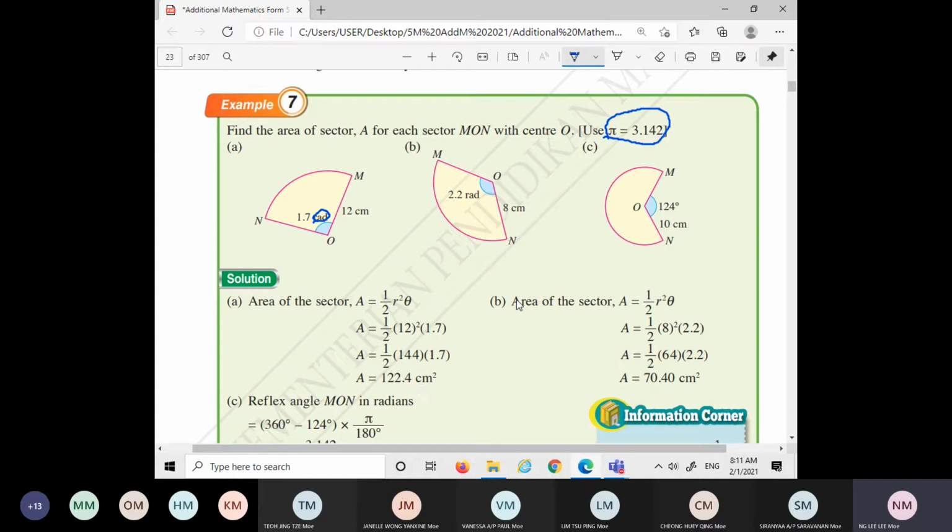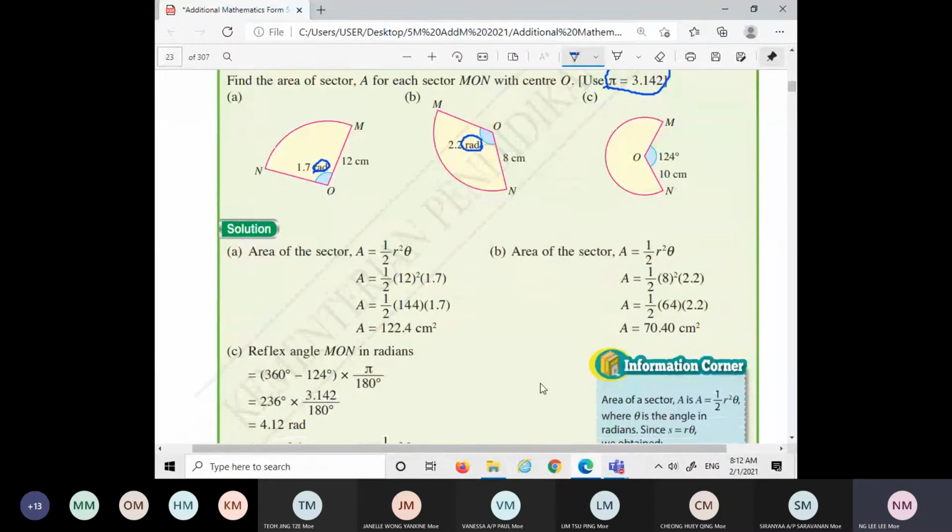Now we go to B. Same thing, half r square theta. For B, the radius is 8, so put 8. For the theta, just check whether the angle is in radian form. Yes, so you just plug in 2.2, then press your calculator and you will get the answer. You see all the answers are to 4 significant figures.